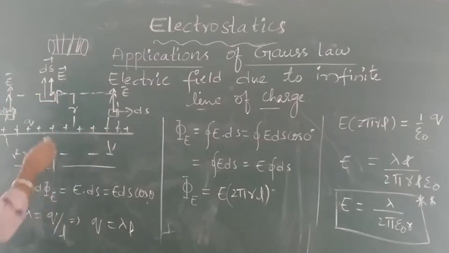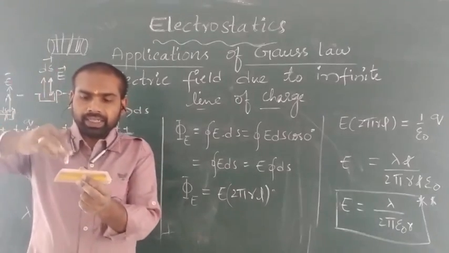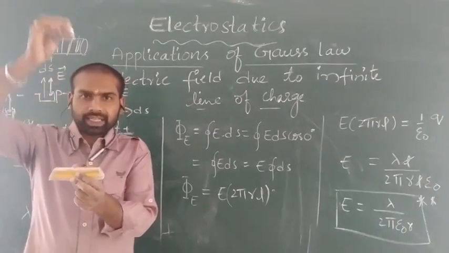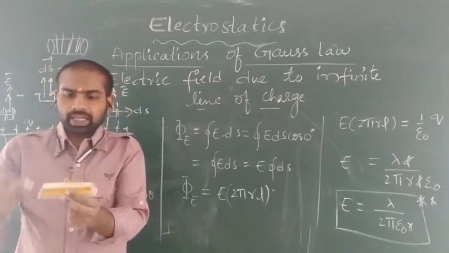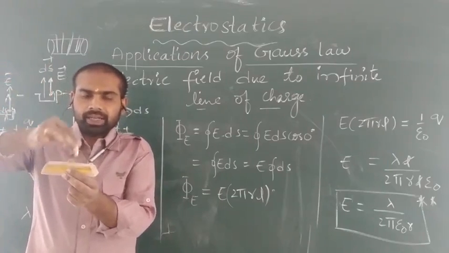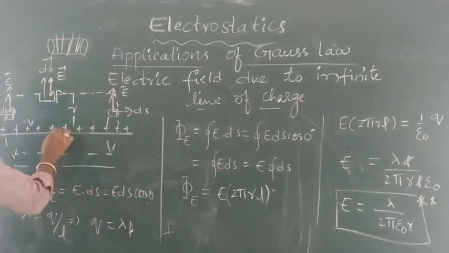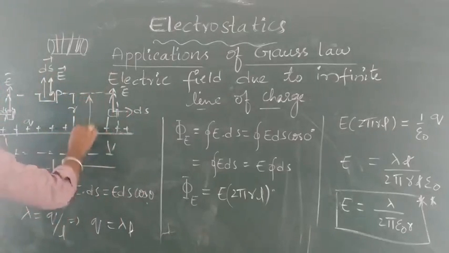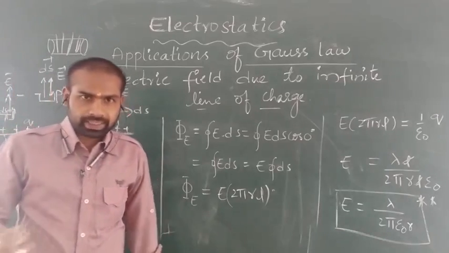At point P, we consider a small element ds, whose normal is outward. The electric field direction will always be normal to the linear charge distribution. The charge is here, and the electric field will be outward from the positive charge, so the direction will be upward. So the electric field and the ds bar direction are both in the same direction.